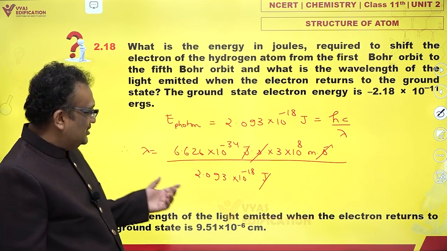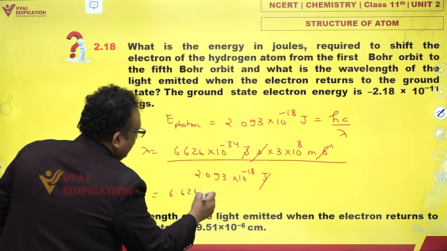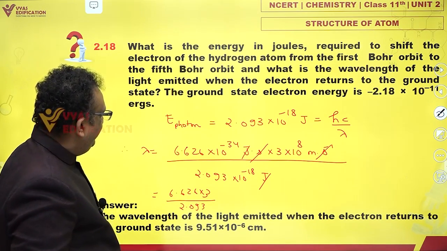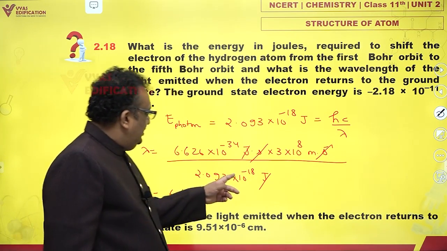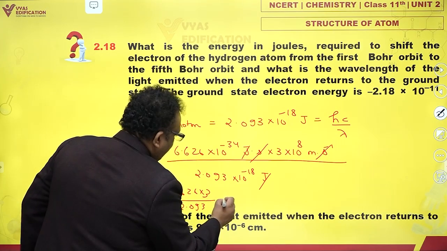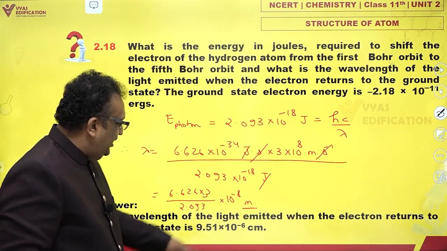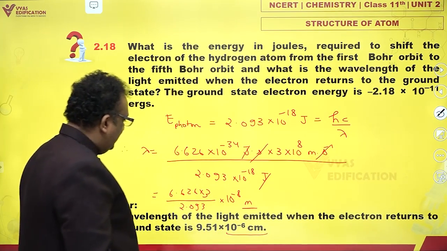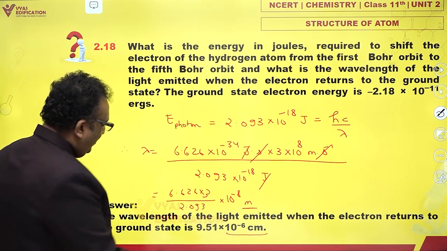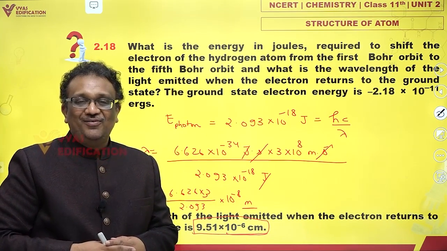Fascinating. Let's solve this out. How much does that give me? This is 6.626 into 3 by 2.093, all fanciful numbers, into 10 raised to how much? This is 18 plus 8, 26, 26 and 34, that is 10 raised to minus 8 meters. 10 raised to minus 8 meter is as good as 10 raised to minus 6 centimeter. And you have to solve this. 6 is 18, this is 19 point something by 2, 9.51. So the answer comes out to be 9.51 into 10 raised to minus 6 centimeter on solving.